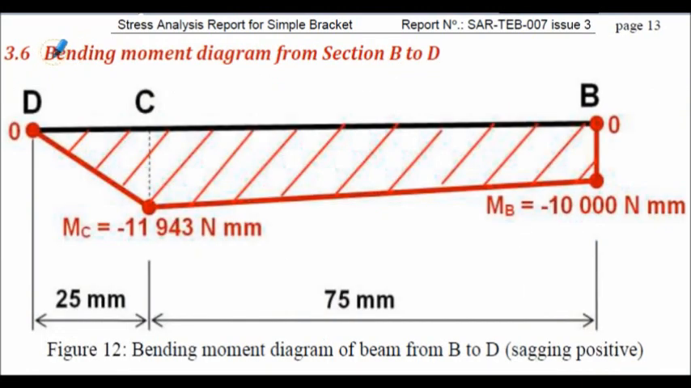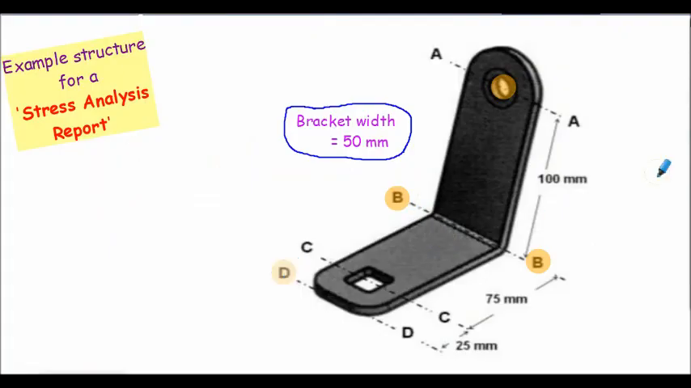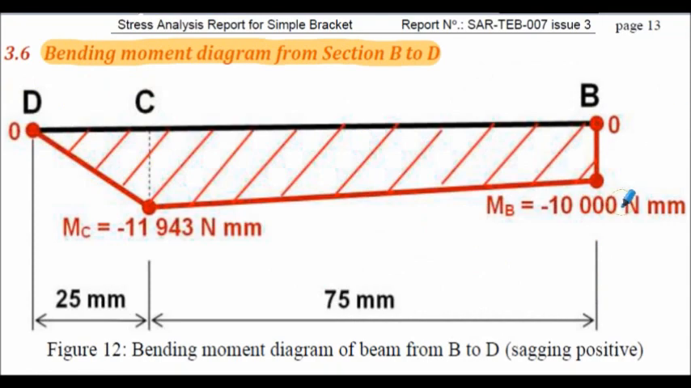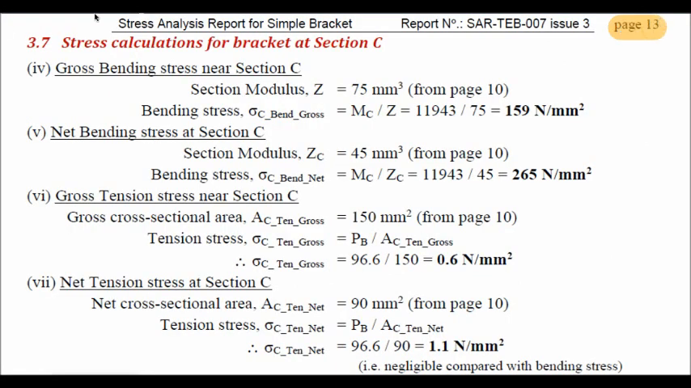Section 3.6 shows the bending moment diagram for sections B to D. So from B through to D here. Page 13 continued. Subsection 3.7, stress calculations for the bracket at section C. It's the net section stresses we're interested in, net bending stress shown here.